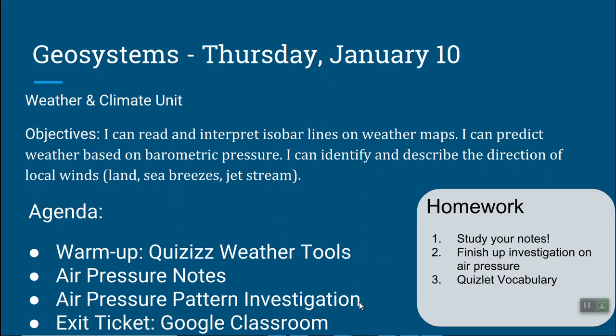Our objectives of the day were: I can read and interpret isobar lines on weather maps. I can predict weather based on barometric pressure, and I can identify and describe the direction of local winds like land breezes, sea breezes, and the jet stream. We started off class with a warm-up on quizzes about the weather tools, and then we did some notes on air pressure, and then did an air pressure pattern investigation. We ended up class with a Google Classroom exit ticket on air pressure.